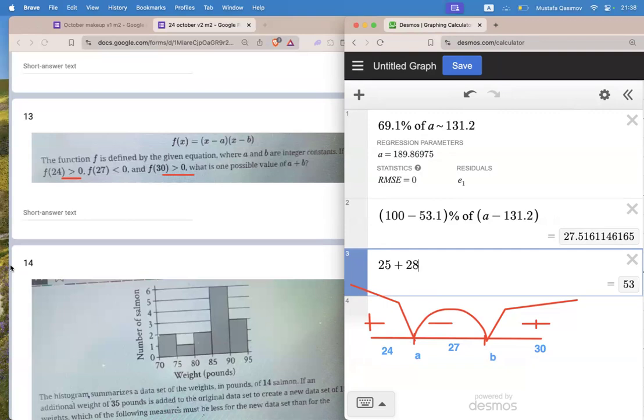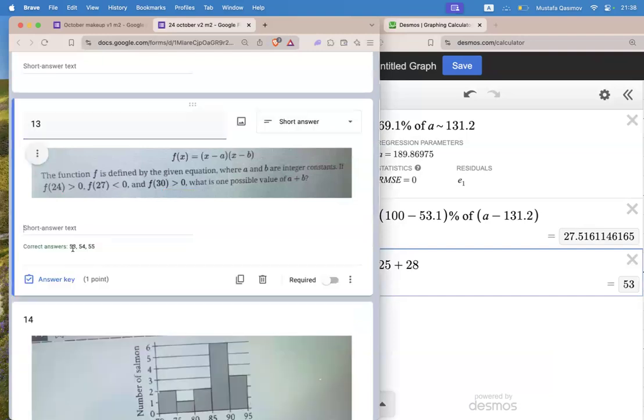25 plus 29. Yeah, it can also be an answer. We have three correct answers here.